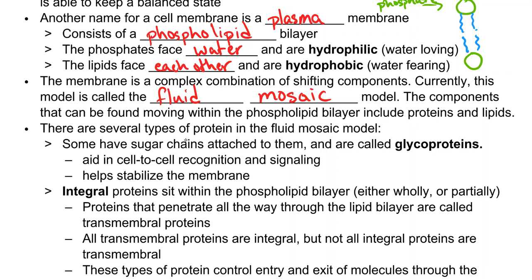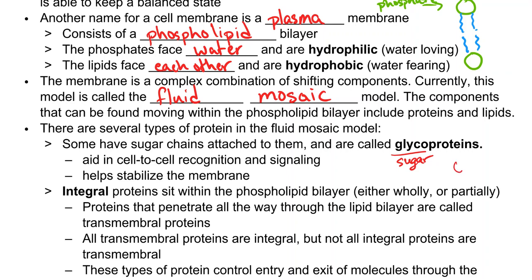There are several types of protein in the fluid mosaic model. Some have sugar chains attached to them, and we'll draw that a little bit, and are called glycoproteins. Glyco just means sugar. So these are sugar proteins or glycoproteins. Now, these glycoproteins, they help aid in cell-to-cell recognition and signaling.